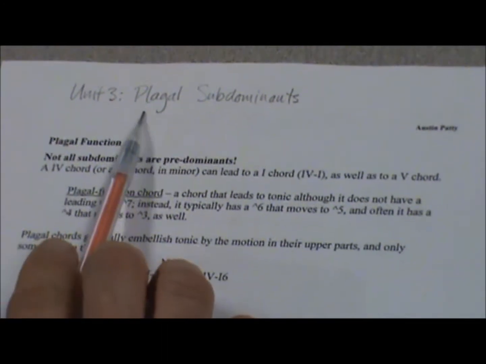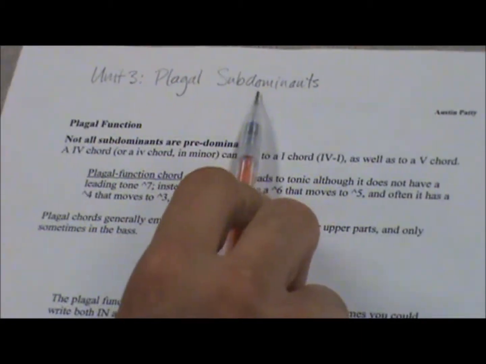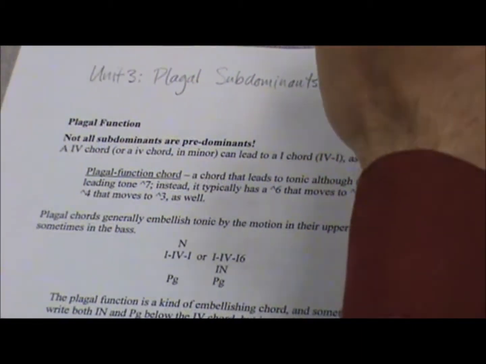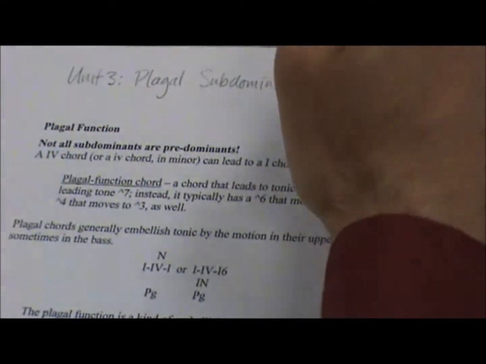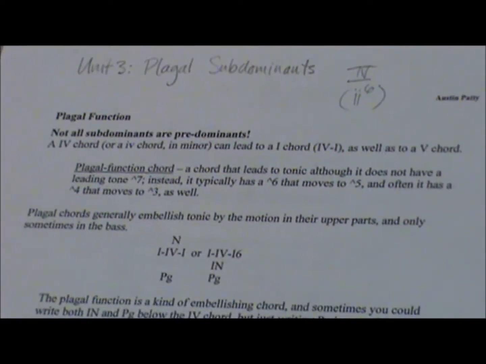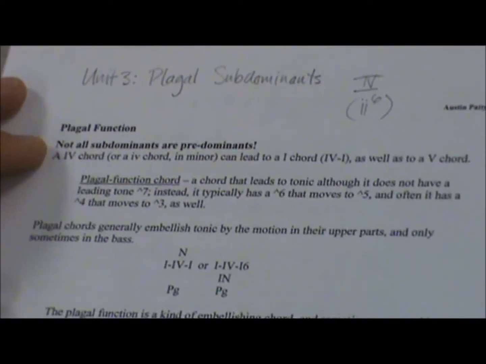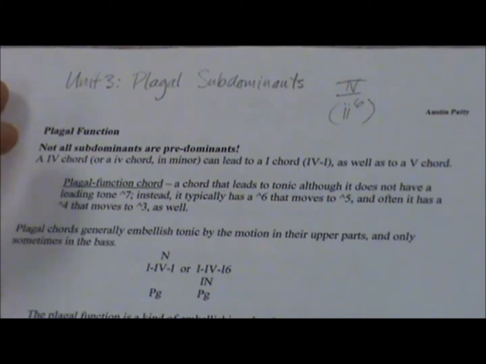In Unit 3, the third topic for chords that we want to write are Plagal subdominants. In other words, 4 chords. We are going to be able to substitute in 2 6s, so it really involves them as well. So Plagal function: not all subdominants, in other words, not all 4 chords, are predominants.